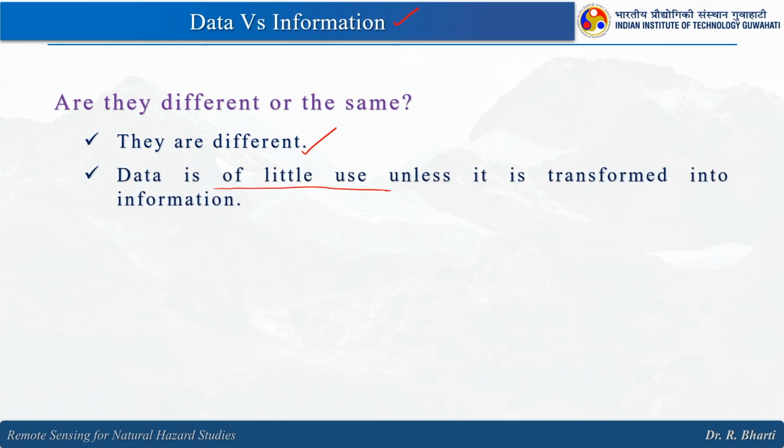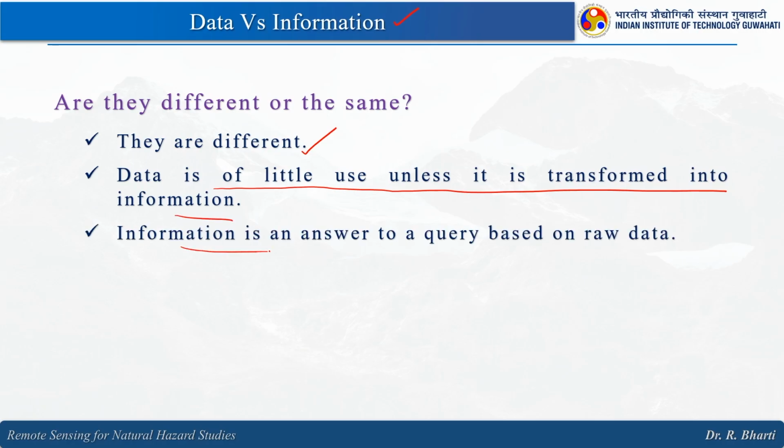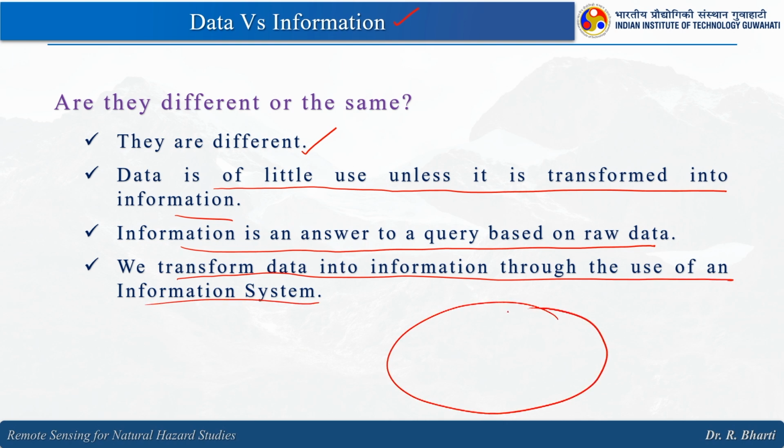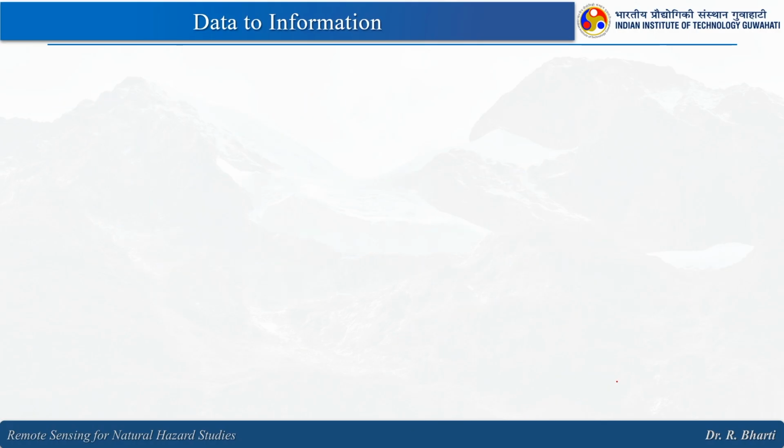Data is of little use unless it is transformed into information. Information is an answer to a query based on the raw data. So, I have one example that will help you to understand how the data is transformed into information. We transform data into information through the use of an information system. Now, you have a database, so we will call it information system. You put the query and then you will get the answer, right.